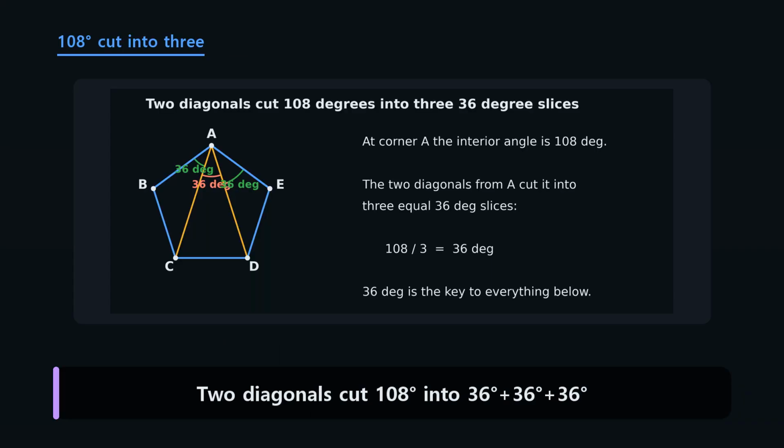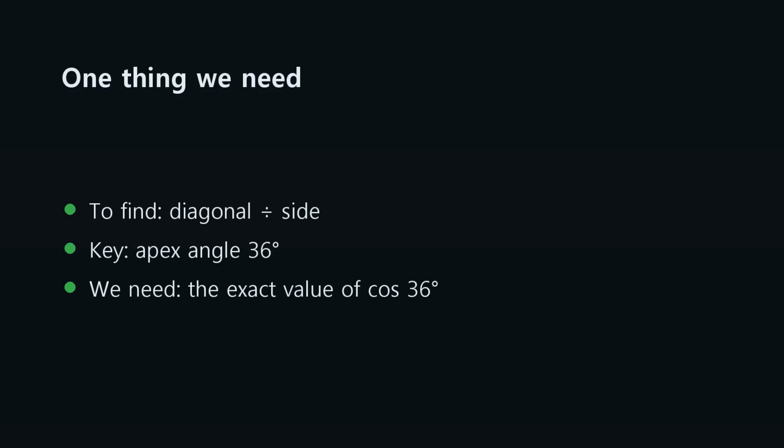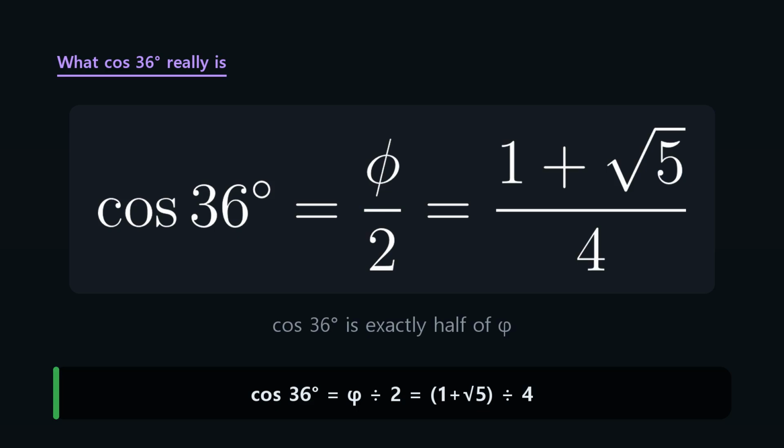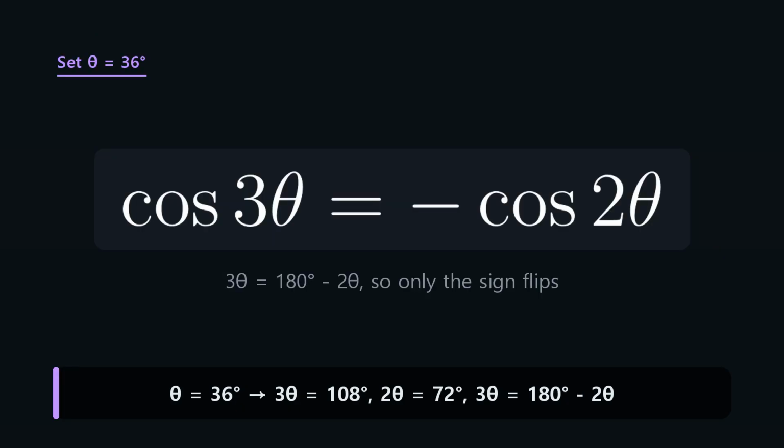But the 2 diagonals drawn from one vertex slice that 108 degrees into 3 equal pieces. So the apex angle of the sharpest triangle is 36 degrees. That angle is the key to today's story. To turn that key, we need one thing first: the exact value of cosine 36 degrees. A calculator only tells you 0.809, but what it really is, exactly, is half the golden ratio. Line the 3 values up side by side, and they match perfectly out to 10 decimal places. Here's the derivation briefly. If theta is 36 degrees, then 3 theta is 108 degrees and 2 theta is 72 degrees.